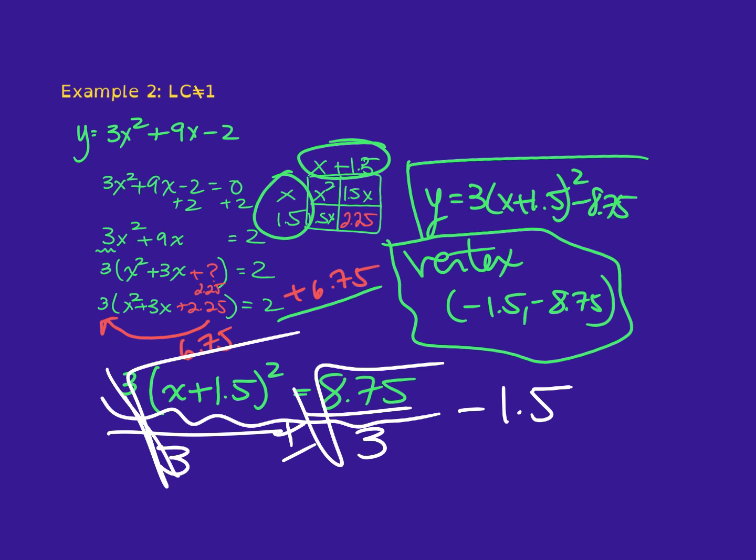It's very similar, but the difference is this part here, where when you complete the square, that 2.25 needs to be multiplied by the leading coefficient before you add it on this side. So it's really the big difference of what's going on here when your leading coefficient isn't 1. Okay, so I hope this helps.